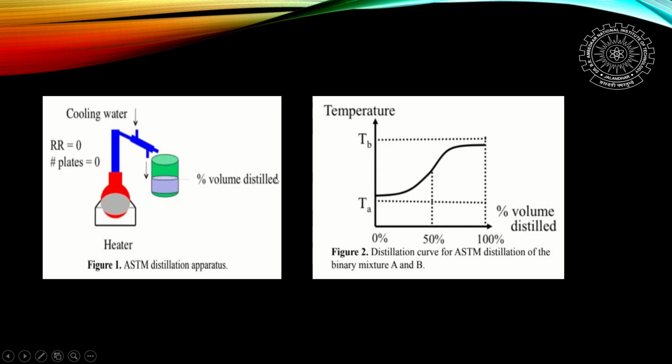Okay, so this is the apparatus. Like I told you earlier, the ASTM distillation apparatus doesn't have any theoretical plates and also doesn't have any reflux ratio. This is a simple heater. When we do distillation, all the volume will be distilled off. If we talk about the curve, then since it doesn't have any theoretical plates or reflux ratio, the temperature is not constant, it is varying. You can see from this figure. This is the distillation curve when we do the distillation by the ASTM method.